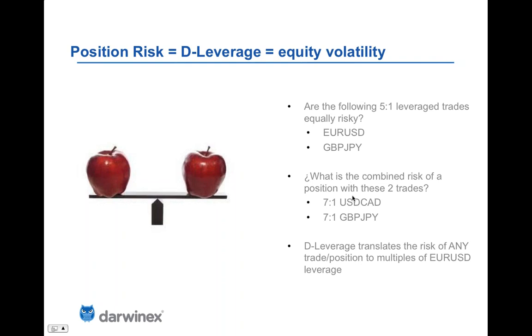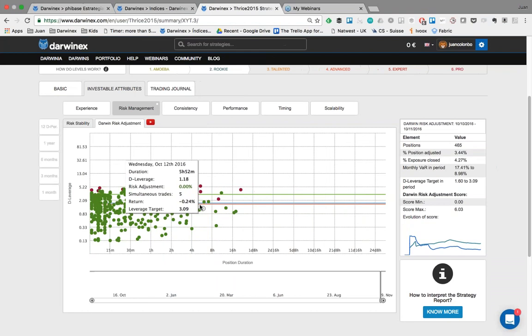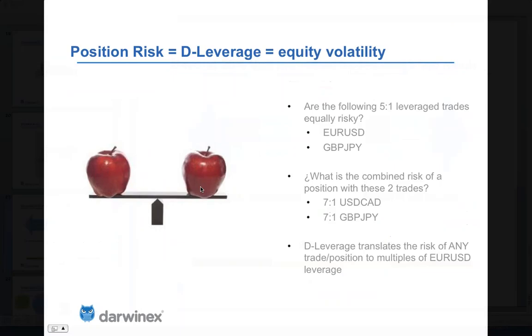So this is the reason why the Darwinex leverage translates the risk of any position to multiples of euro dollar leverage. So if we say a trade has a deleverage of, say in this case, 5.44, what this is saying is that the risk of this position was equivalent to a 5.4 leverage trade in the euro dollar at that point in time. It's all translated in terms of the standard anchor, which is the volatility of the euro dollar.